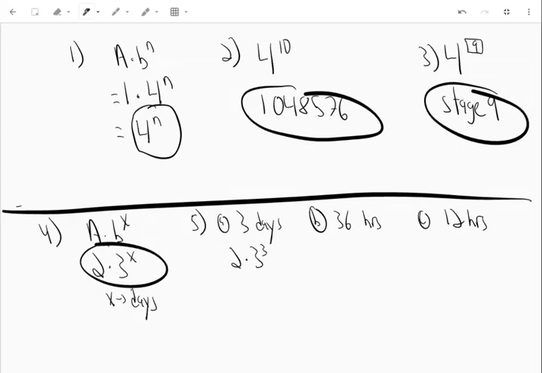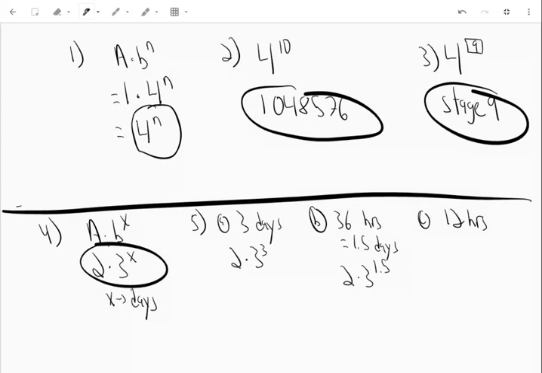36 hours is how many days? Well, to figure that out, I have to divide by 24. So 36 over 24 is going to be a day and a half. So 36 hours is the same as 1.5 days. So I'm going to plug in 2 times 3 to the power of 1.5.